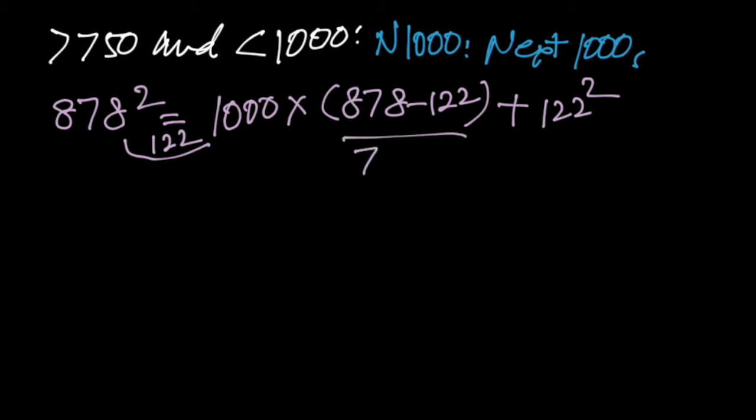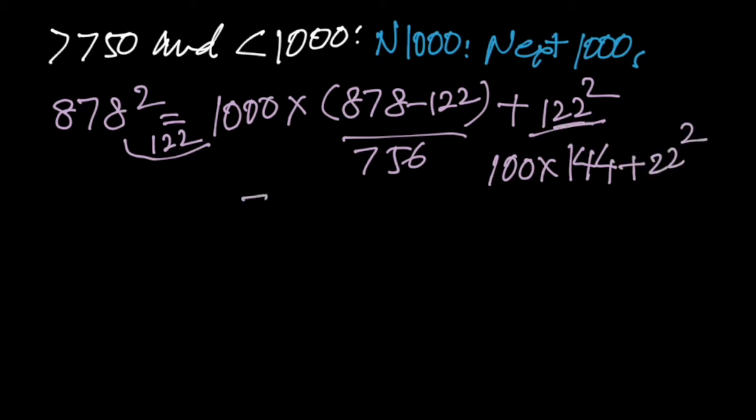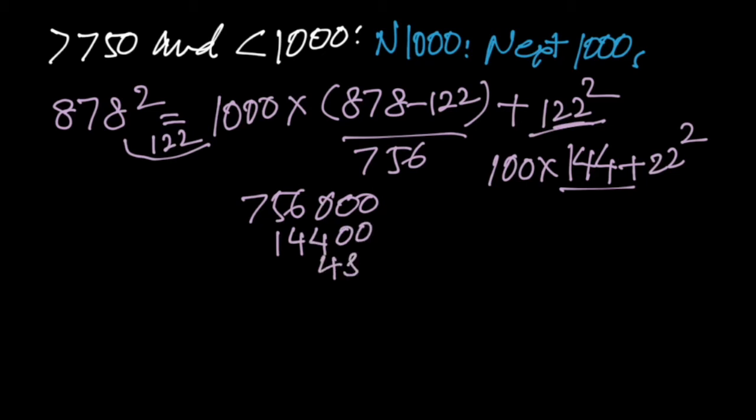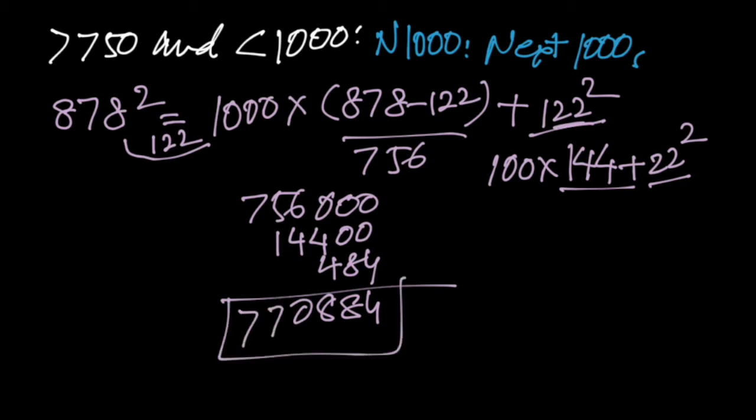So, this becomes 756 and square of 122 is, we can use P100 technique. So, 100 times 144, we have to add 22 to this, and plus 22 square. So, we have 756 and then 3 zeros for 1000, then 144 and then 2 zeros and plus 484 for 22 square. So, 84 comes as it is, it becomes 80 and this becomes 7 and this is 7. So, 770884.